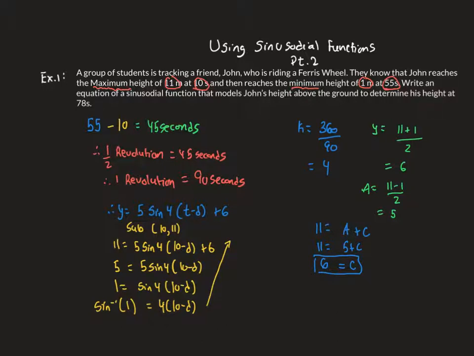Let's continue this over here. Sine inverse of 1 should give you 90 degrees. So you should get 90 degrees there.